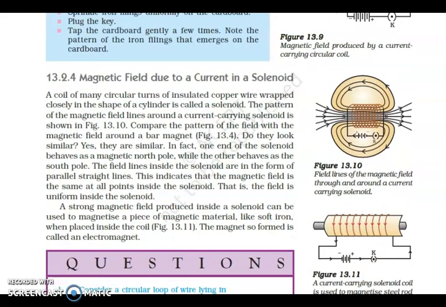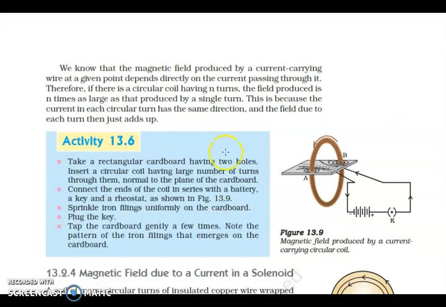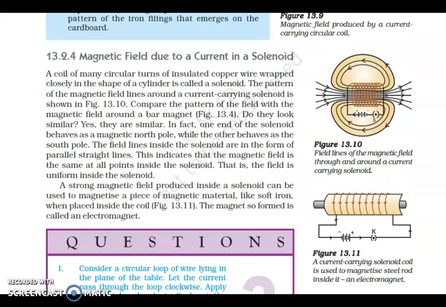This is the magnetic field due to a current carrying solenoid. There is one more activity which you can do on your own. This is as simple as the one we have discussed in the video. So you can go through this activity, you will be easily able to understand what it says. So let's proceed to the next topic, that is magnetic field due to a current in a solenoid. Okay.